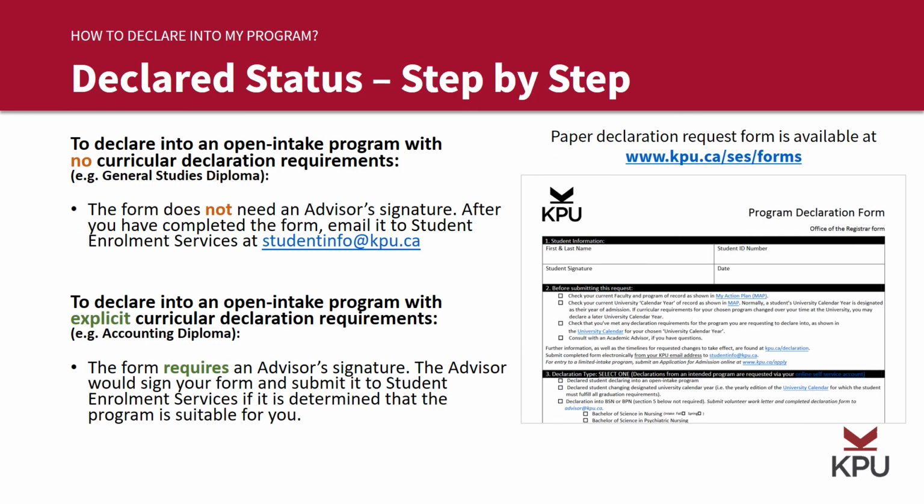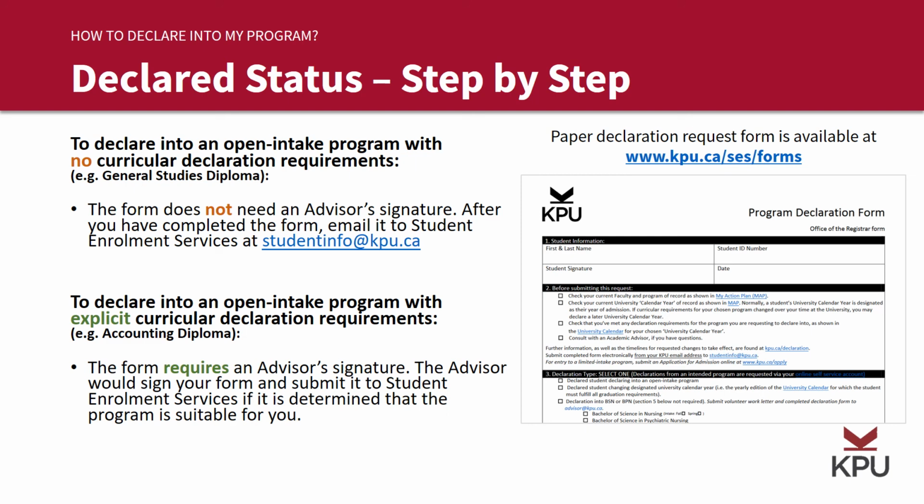To the right of this video is a paper program declaration request form that you can download at www.kbu.ca/ses/forms. If you declare into an open intake program with no curricular declaration requirements, this form does not need an advisor signature. After you have completed the form, you can email it to Student Enrollment Services at studentinfo@kbu.ca.